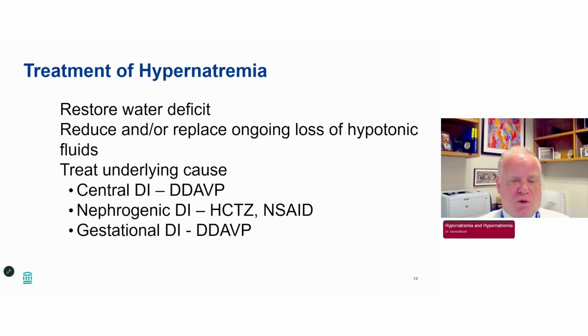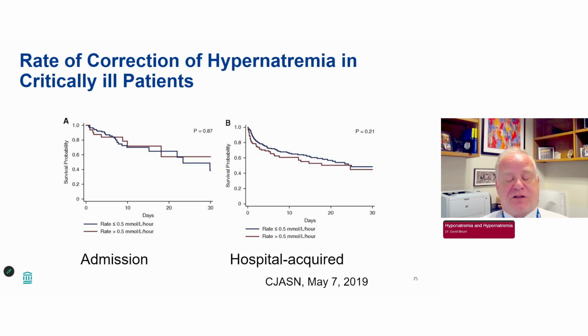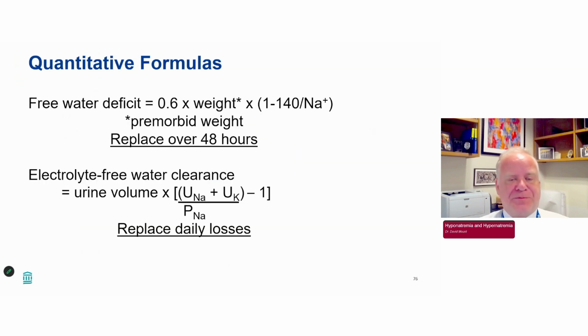So treatment is to restore the water deficit and replace or reduce ongoing loss of hypotonic fluids. Very rarely do you treat the underlying cause, except in central DI when you're going to give DDAVP. You can use DDAVP in gestational DI because it's resistant to the vasopressinase. A key issue is that the rate of correction of hypernatremia in critically ill patients doesn't seem to affect survival. But generally, we try to reduce serum sodium by graded amounts per day.